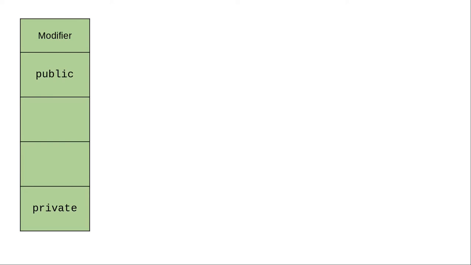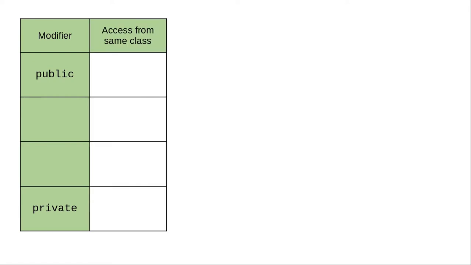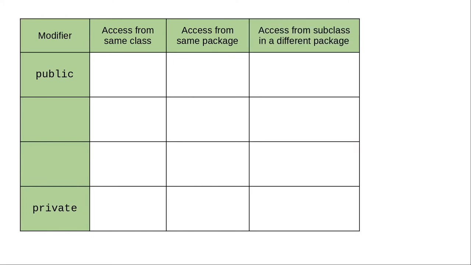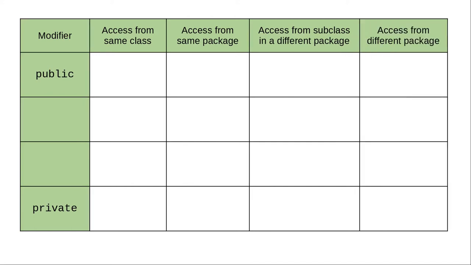There are four places where access can happen: access from the same class, access from a class in the same package, access from a subclass in a different package, and access from a different package entirely. The most visible and least restrictive option is public, allowing access everywhere. The next less visible option is protected, which allows access from everywhere except a different package.